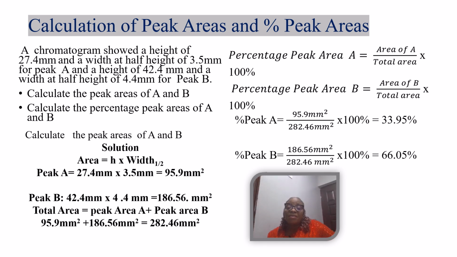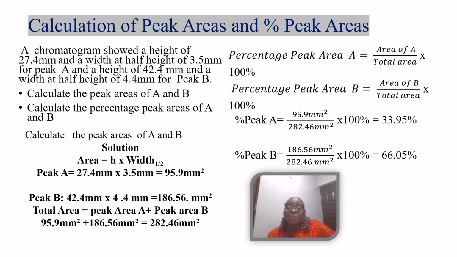Percentage peak area is equal to area of A over total area times 100%. Assuming you are looking for the percentage peak area of A, you will use this equation: area of A over total area times 100%. We are told that the percentage peak area of A equals 95.9 mm² divided by 282.46 mm², which is the total area, multiplied by 100%. After solving, we got 33.95%.